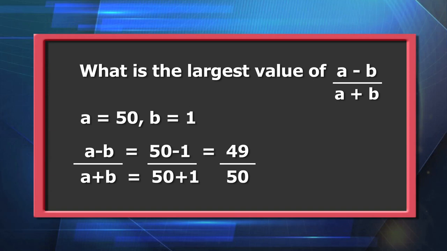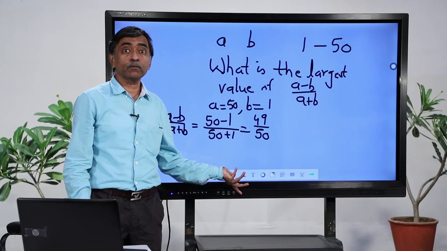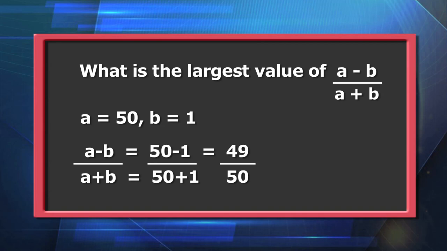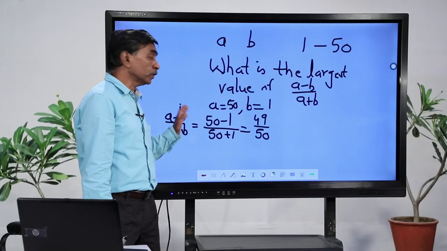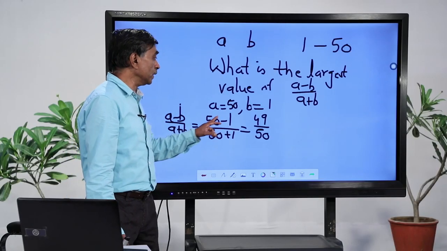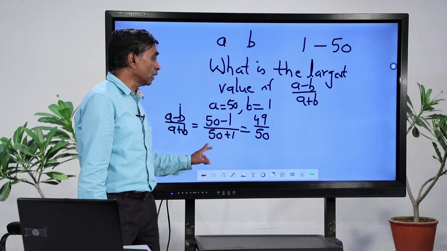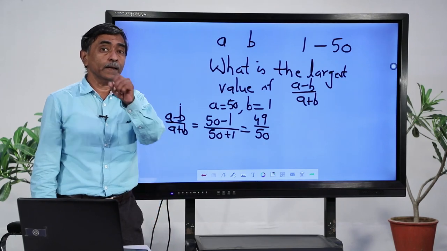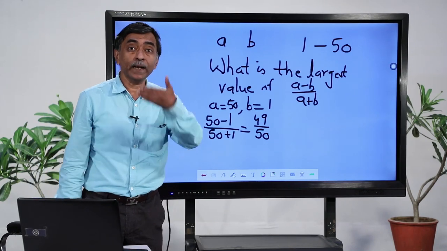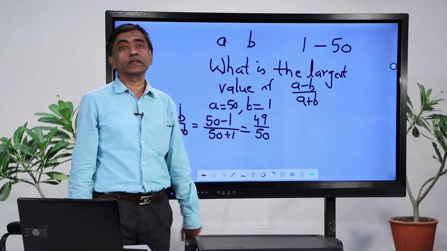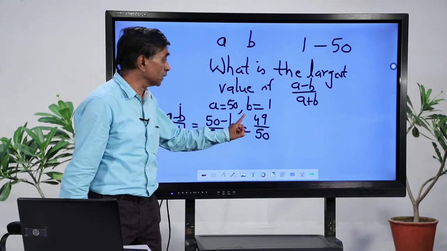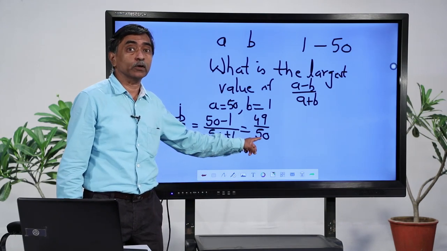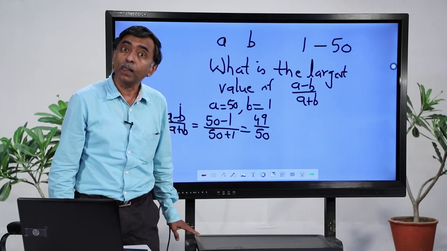Now, it cannot exceed this because one of the numbers has to be from 1 to 50, and the other one also has to be from 1 to 50. I cannot take 51 and 1, because it would have given me 50 otherwise, but I cannot do that. So, I have to take here 50 and 1, that is 50 minus 1 upon 50 plus 1, and this is the largest value I am getting here. So, my request would be at your end, you try to take different combinations of A and B and try to see whether this particular fraction or rational number that you are getting is the largest one or not.